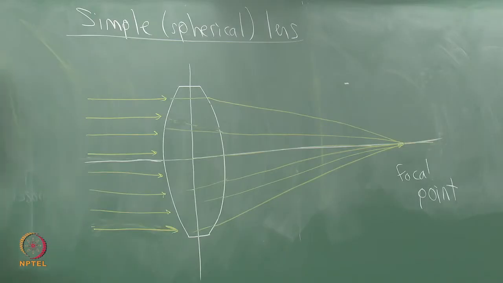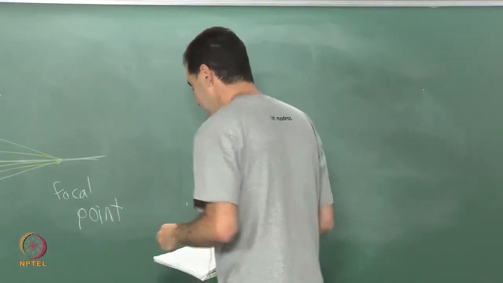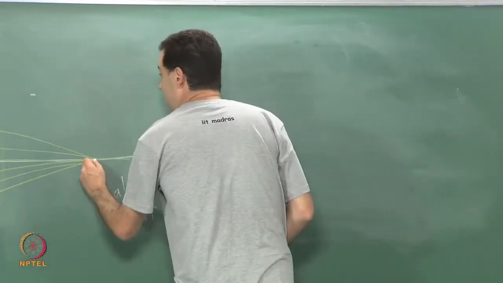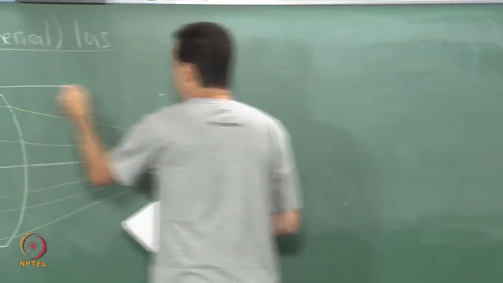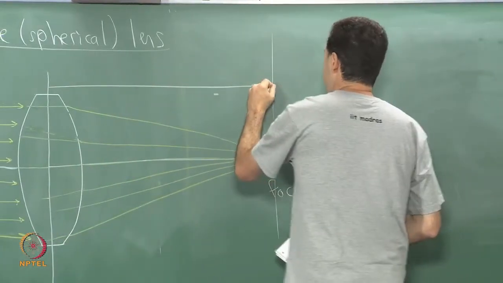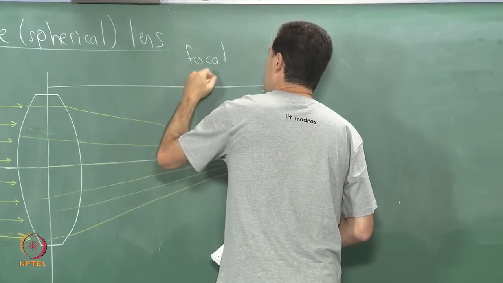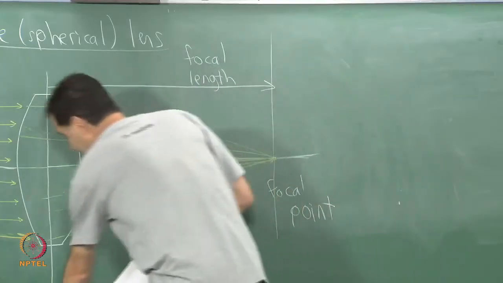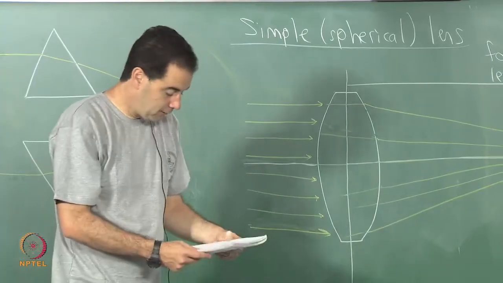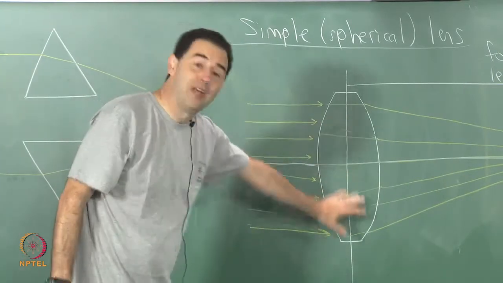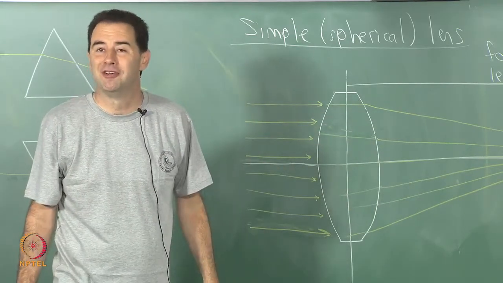I'll start providing some machine drawn pictures, or more correctly drawn pictures, in just a bit. So that's the focal point that they all converge to, and this distance here is called the focal length. So that's how we think of a simple lens, in this case as a kind of engineered device that takes parallel rays and makes them all converge to a point somewhere.